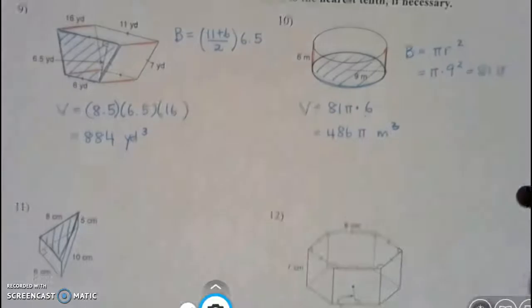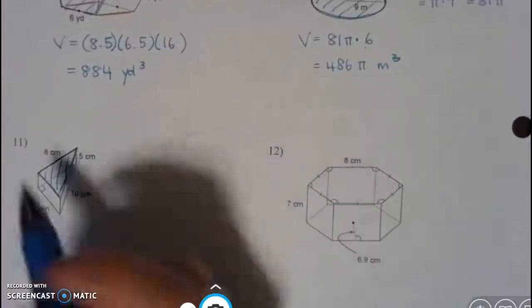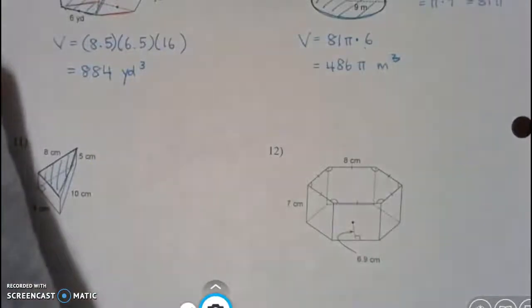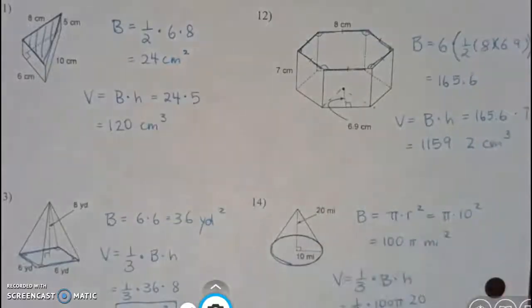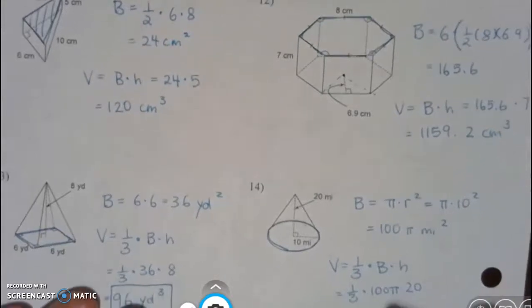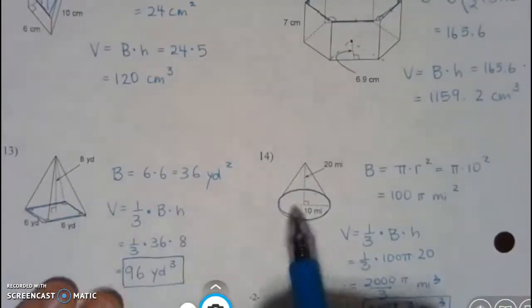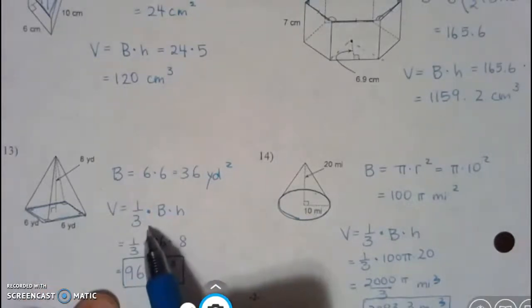Alright, I am just going to do a few more, and the rest you're going to have to do on your own. I am just going to show you the answers to all the rest of the problems. Of course, with the pyramids and cones, you need to multiply the related prism or cylinder volume by a third.